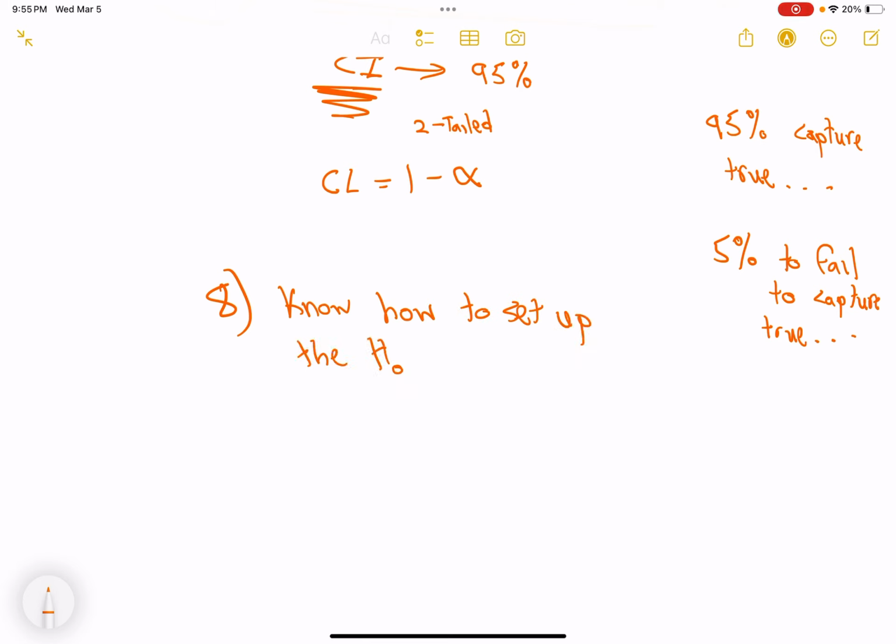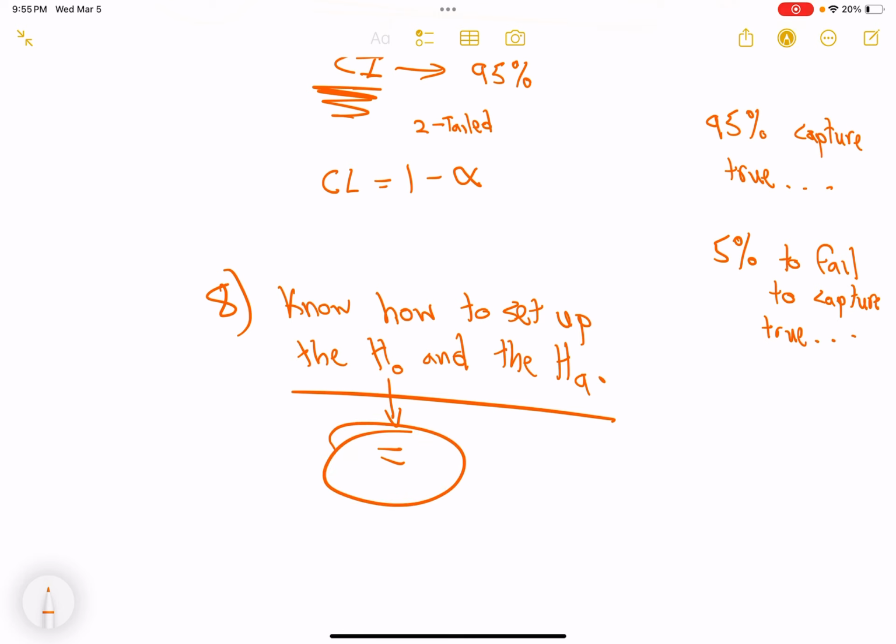The null and the alternate hypotheses. Just know how to set them up. It's super simple, right? You had to do it a bunch on your Unit 7 test. Be able to do it now for this Unit 8 test, specifically for two samples, but just in general, know how to set up your null and your alt. Remember that the null is always an equal equation. It's never anything other than an equals equation, right?